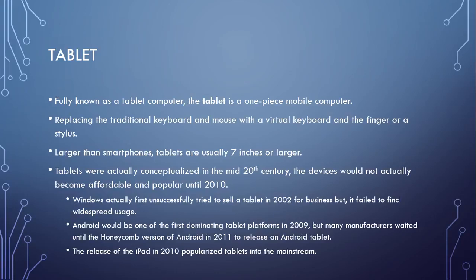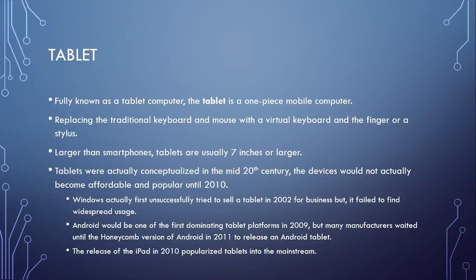But the tablet as a device would not become affordable nor popular until about 2010. A little backstory: Windows was actually the first to try to make a tablet for the consumer and business world. It was very unsuccessful, back in 2002. They marketed it for businesses, but it failed to find widespread usage because people didn't see a purpose for it. It was ahead of its time. People weren't ready to make that jump. Plus, it was not designed as sleek as it could have been.